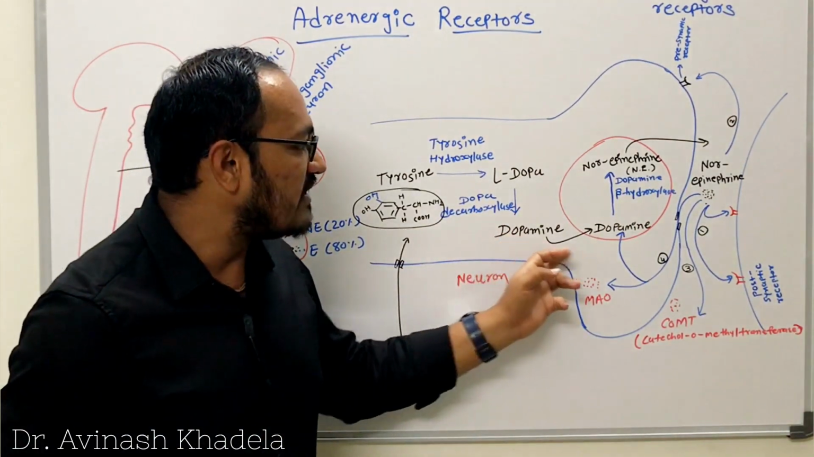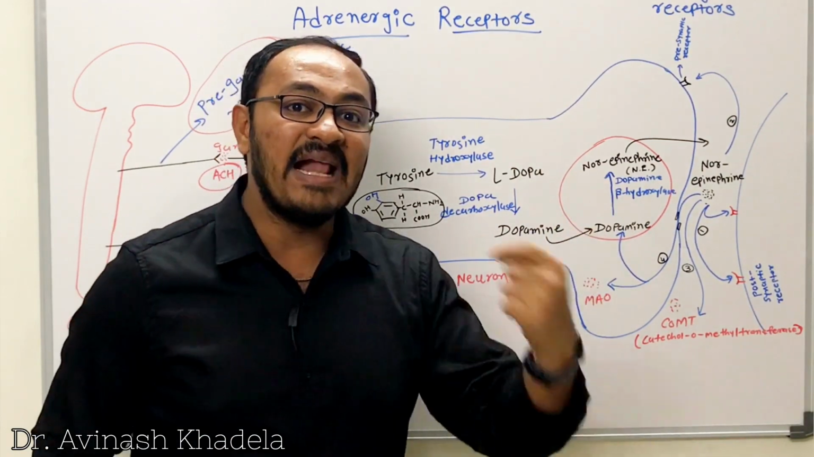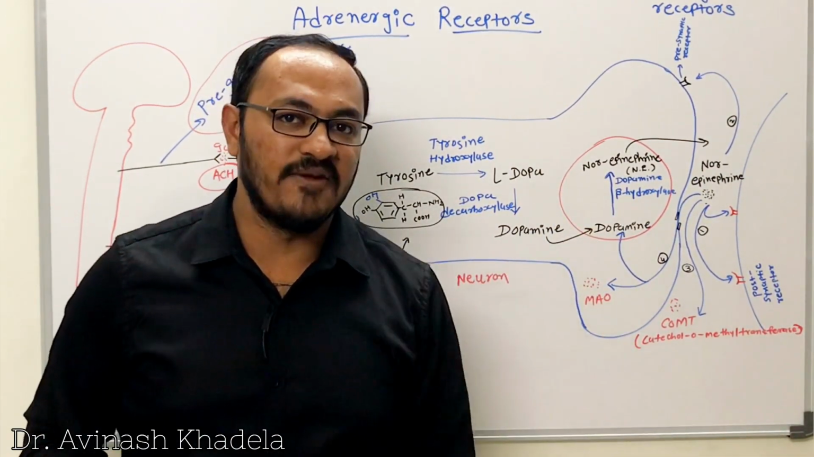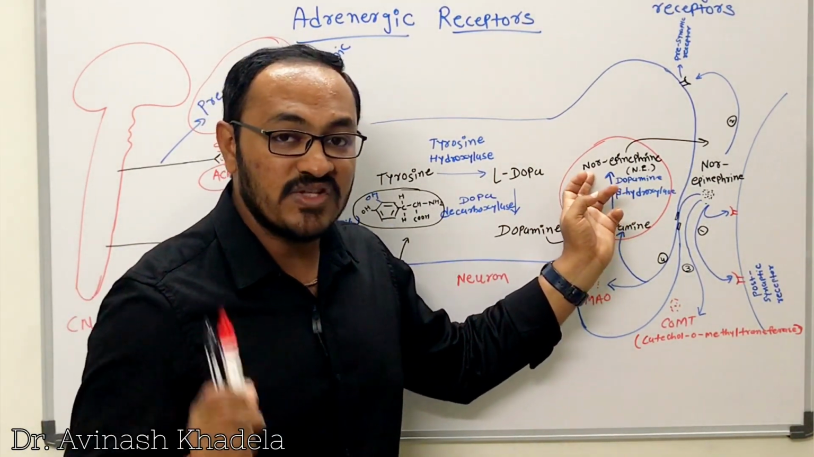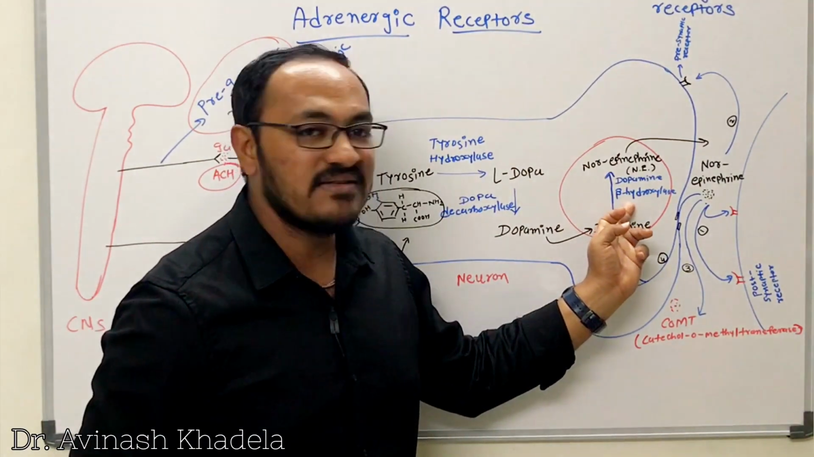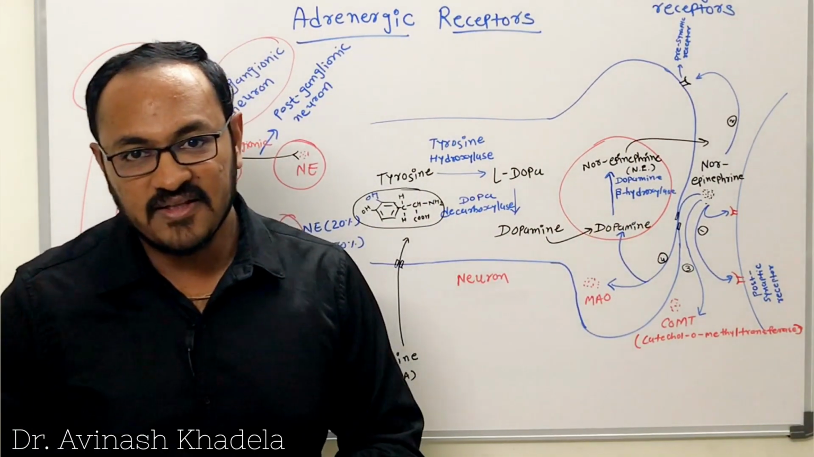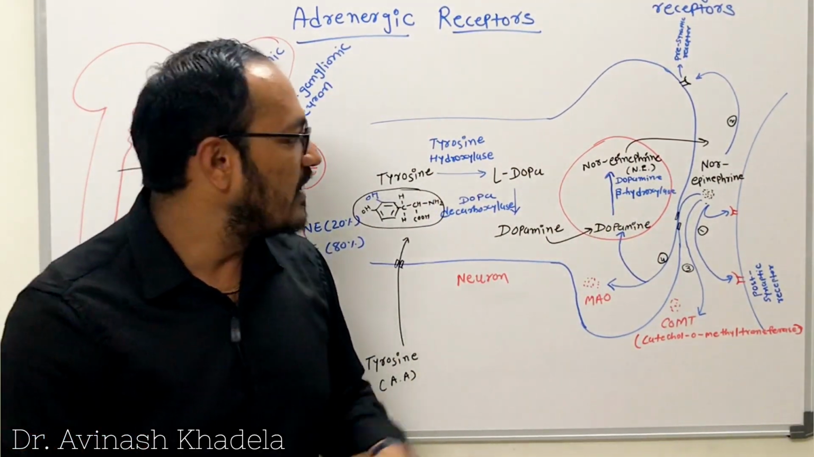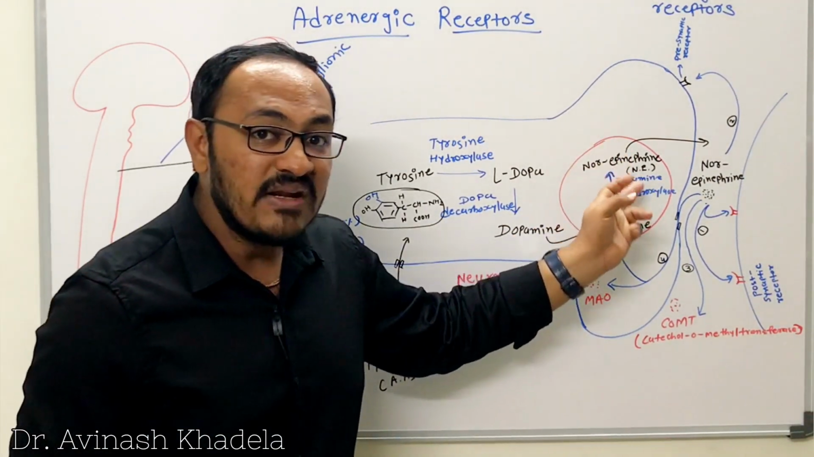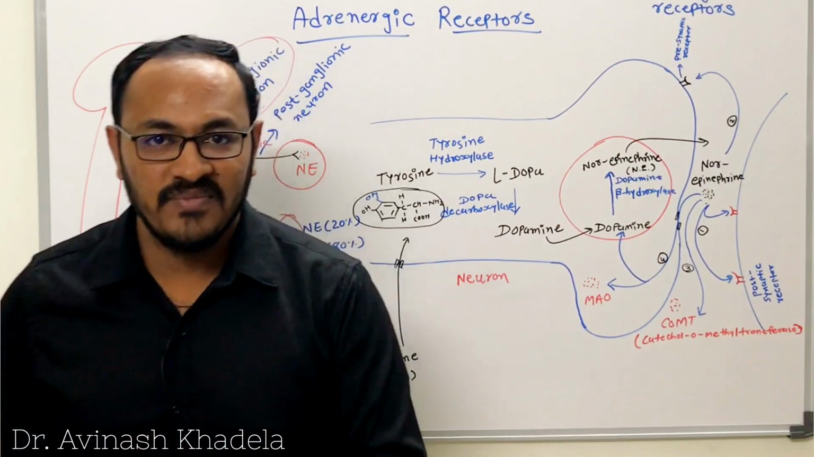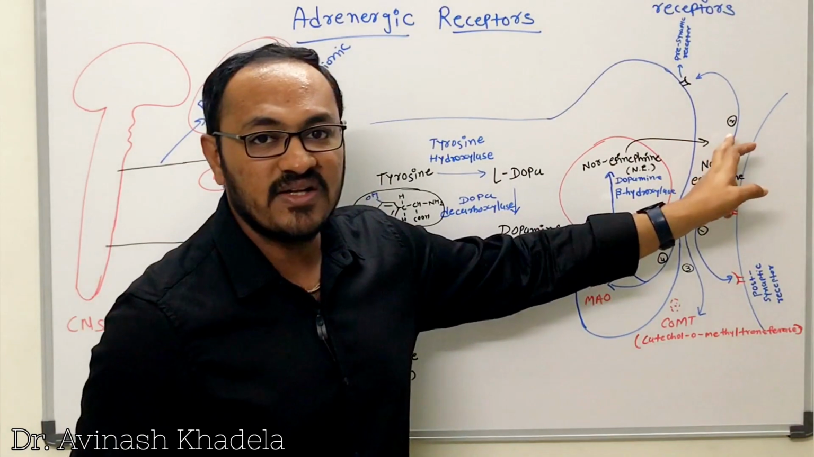So this dopamine is transferred into the vesicle, which will prevent the degradation of dopamine and helps to convert dopamine into norepinephrine. Dopamine then converts into norepinephrine, which is the main catecholamine, with the help of the enzyme dopamine beta hydroxylase. This dopamine beta hydroxylase will convert dopamine into norepinephrine, and then this norepinephrine will be released when the action potential comes. When the action potential comes, it will be released into the synaptic junction.